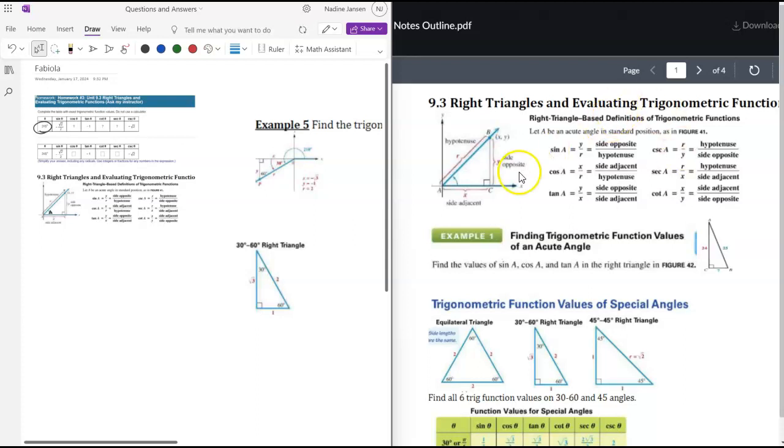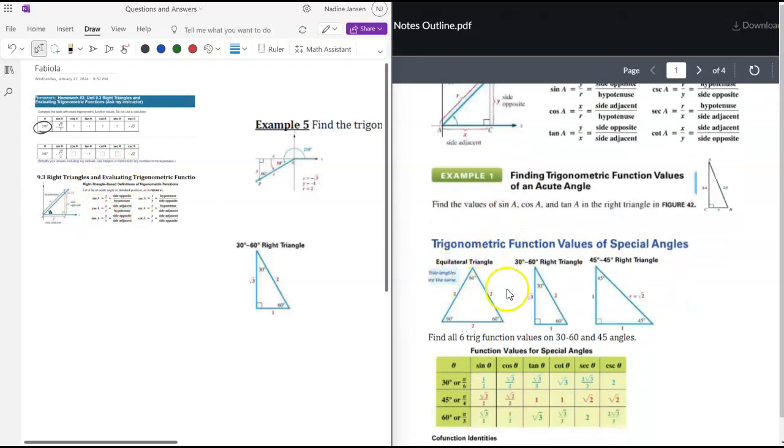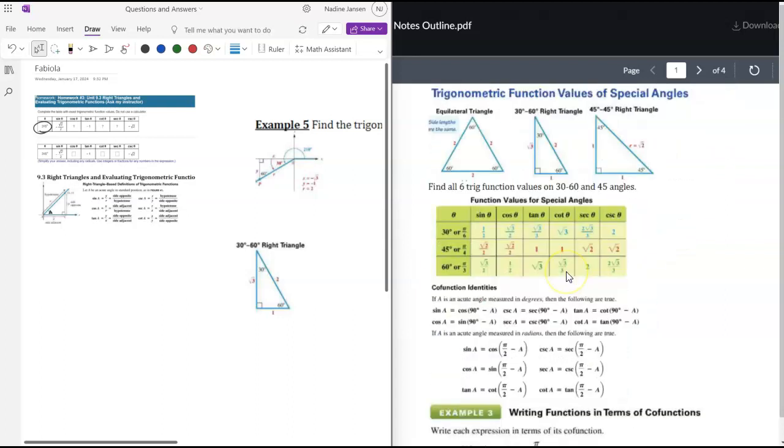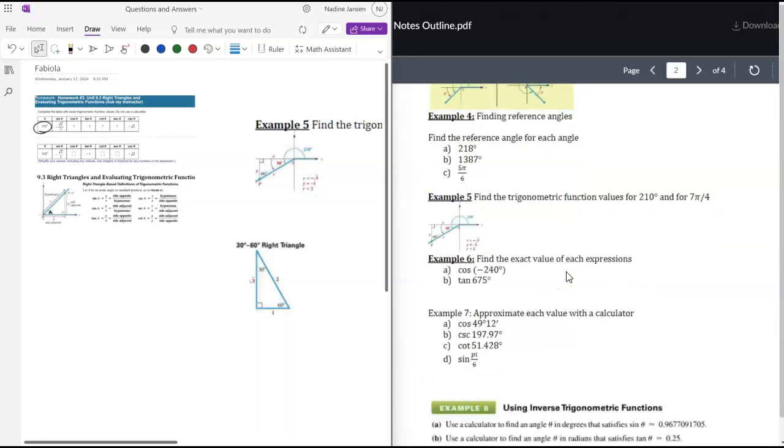First, I'm going to show you what I'm going to be using to answer your question. I'm looking at the 9.3 outline. I'm going to use these right triangle-based definitions of the trig functions. I have a screenshot of that pulled over. I'm also going to be using these three special triangles right here. And as a reference, I'll be using example 5.